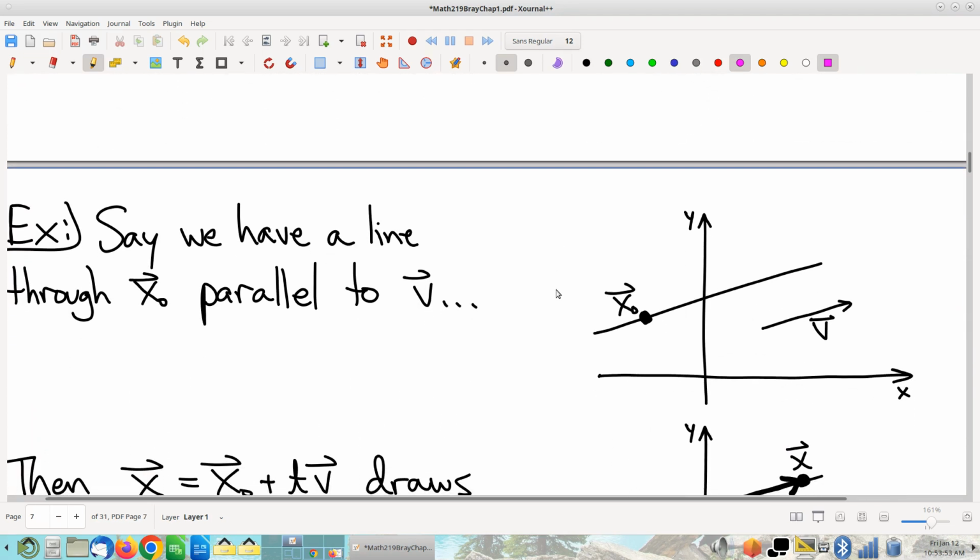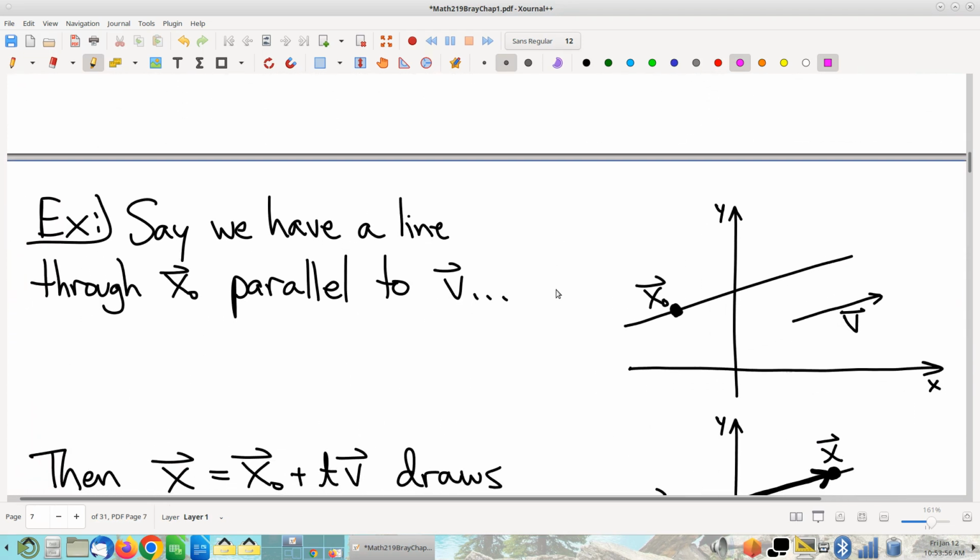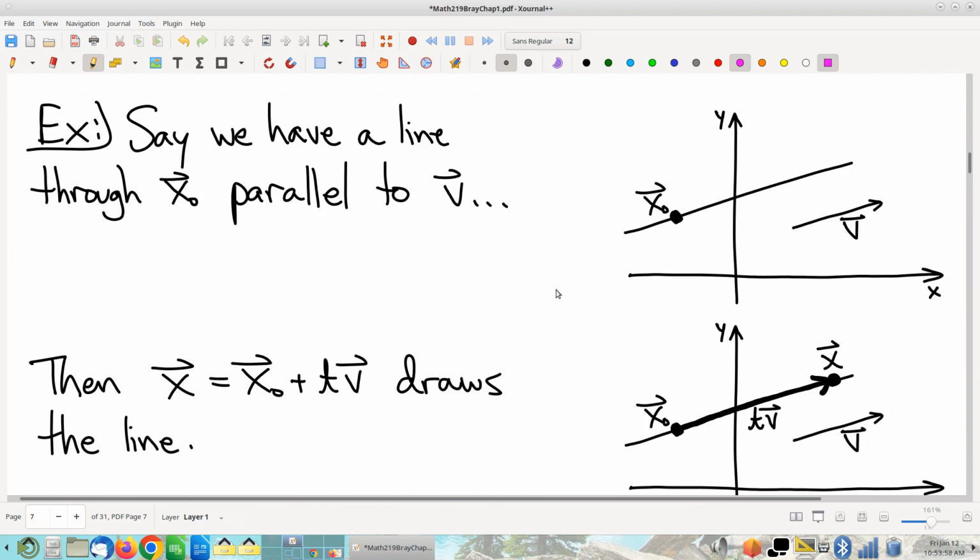Alrighty, so moving along, next example, suppose we have a line. We want to parameterize a line here.